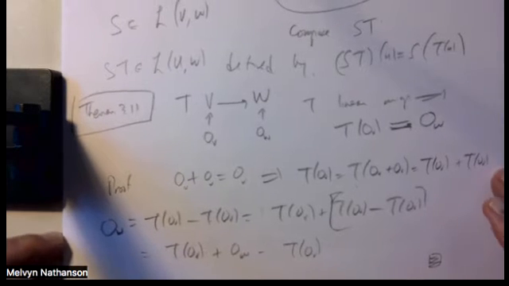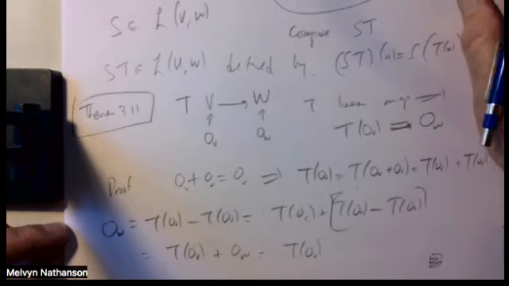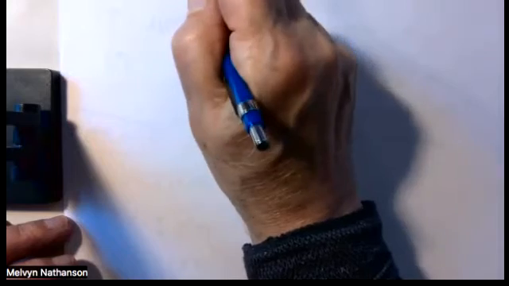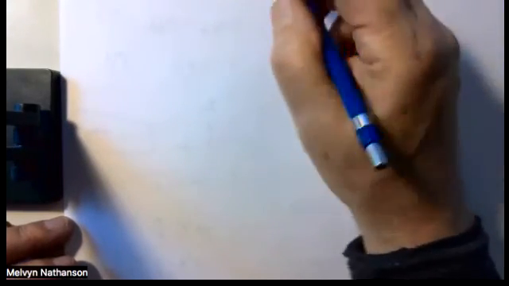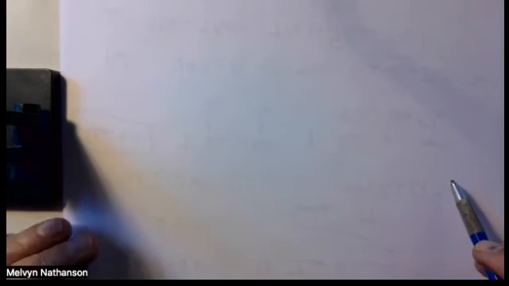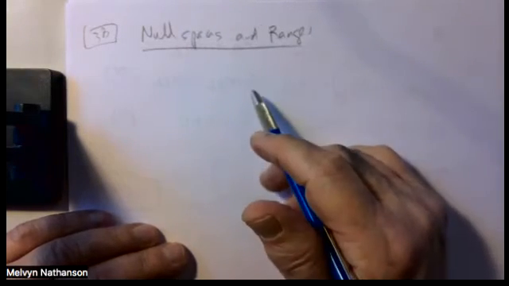Okay, so this was a review of section 3A, and the topic for today is section 3B, which is on the null space of a linear map and the range of a linear map. Today we're going to learn what these two objects are and prove a fundamental theorem about linear maps.